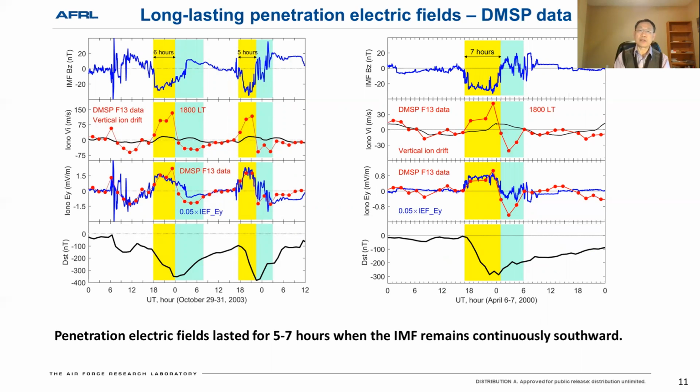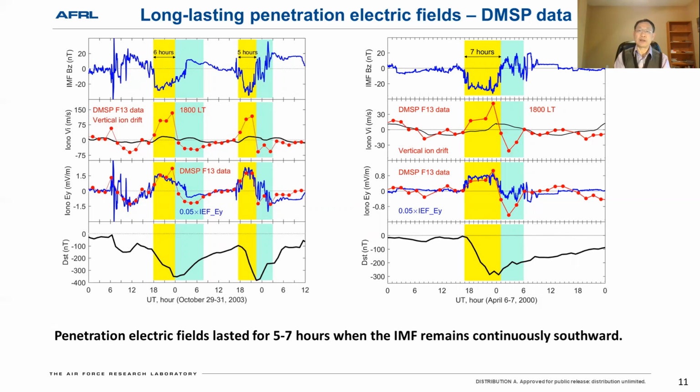This slide shows examples of long-lasting penetration electric fields measured by the DMSP satellites over the magnetic equator near dusk. The IMF Bz is plotted in the top panel. In the second panel, the black curve represents the quiet time reference of the equatorial vertical drift, and the red dot represents the vertical drift during the magnetic storm. The vertical drifts are enhanced in an upward direction, and the enhancement of the vertical drift is caused by eastward penetrating electric fields.